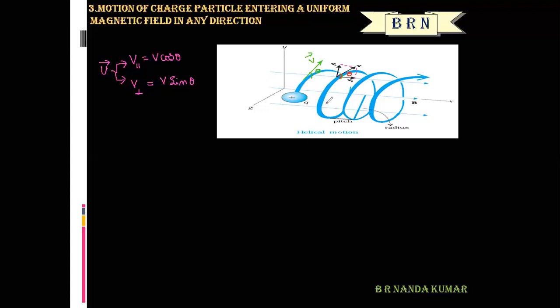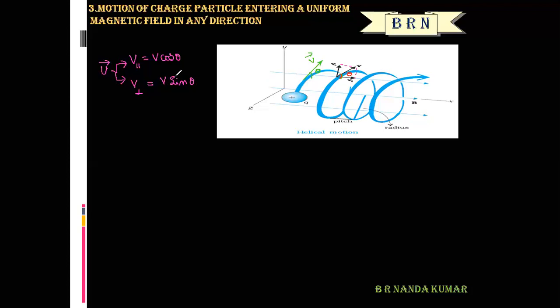So this point is very, very important. Here the v vector, the velocity of the charged particle, splits into two rectangular components, parallel and perpendicular. The parallel component of velocity makes the charged particle move along the direction of the magnetic field. The perpendicular component makes it move in a circular path. The resultant of these two motions causes the particle to take a spiral or helical path.